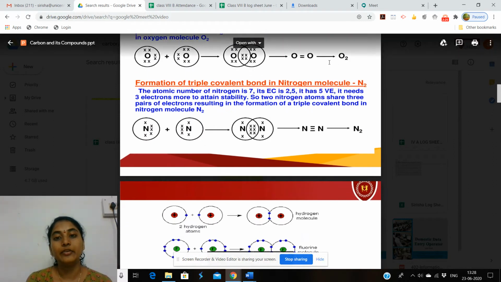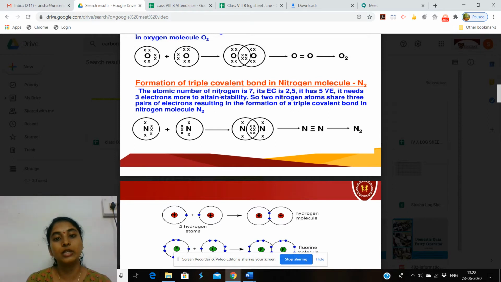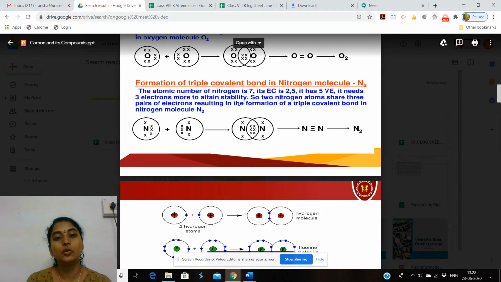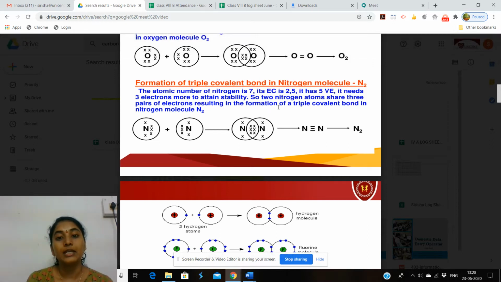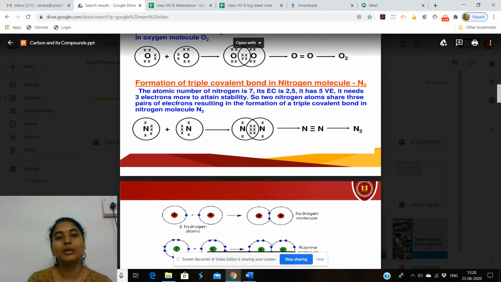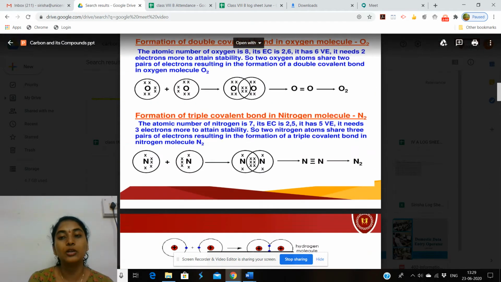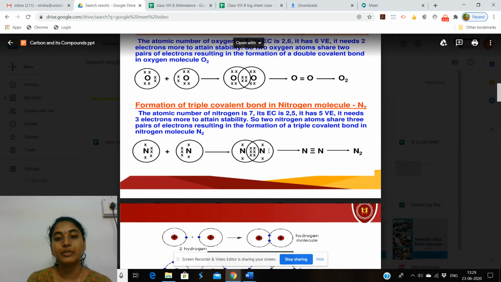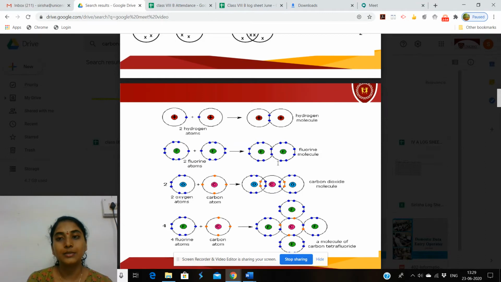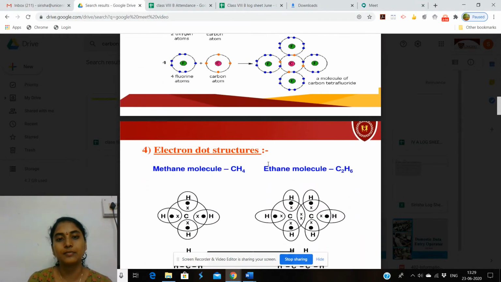In the same way, the triple covalent bond in the nitrogen molecule. It has 5 valence electrons. The atomic number of nitrogen is 7, and it needs 3 more electrons to attain stability. So two nitrogen atoms share 3 pairs of electrons, resulting in the formation of a triple covalent bond in the nitrogen molecule. So here is how the covalent bond is formed among the atoms in different molecules.